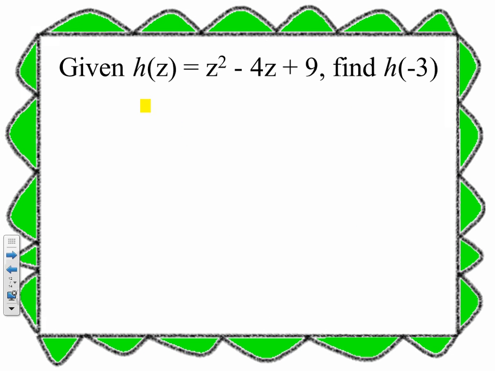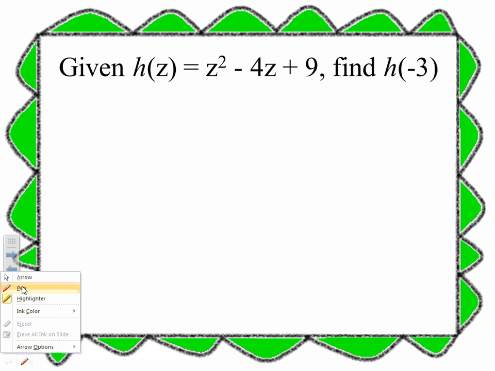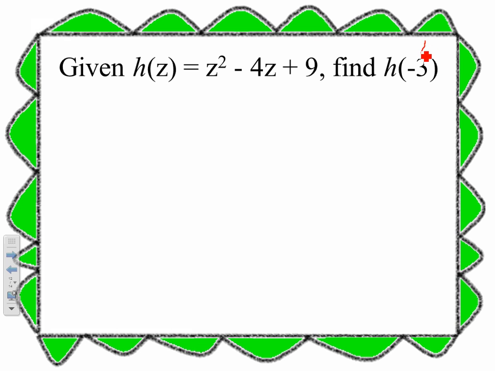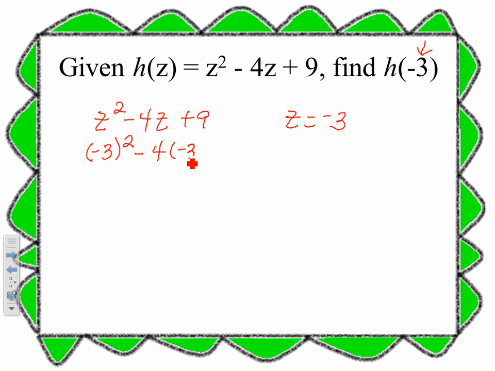Alright, let's do this one. Given h of z equals z squared minus 4z plus 9, find h of negative 3. So this will take the place of the z. So let's see. The function is z squared minus 4z plus 9, where z equals negative 3. So this is negative 3 squared minus 4 times negative 3 plus 9.